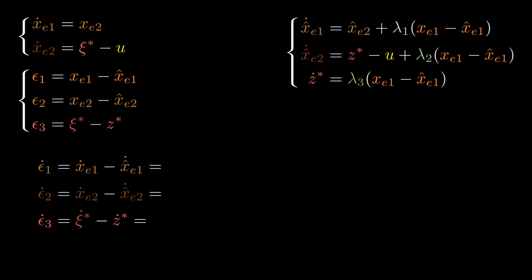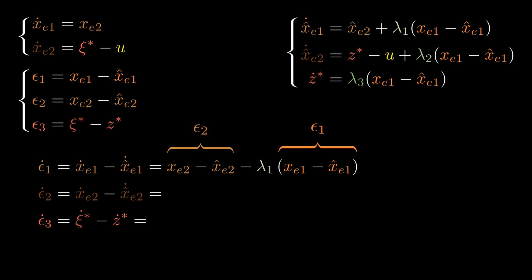Let's start with epsilon1. From the system dynamics we know that xc1 dot is equal to xc2 and xc1 hat dot is explicitly given in the observer dynamics. Just don't forget to change the sign. Now you can notice that the equation includes terms that are equal to epsilon1 and epsilon2. Let's substitute the terms and simplify the equation.